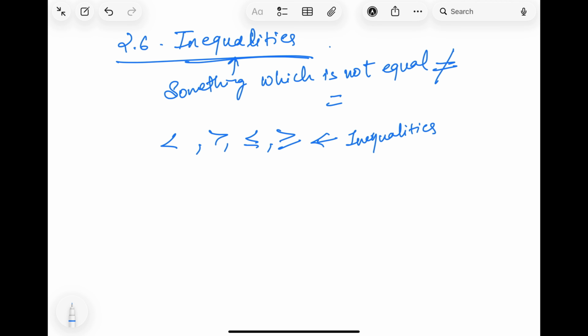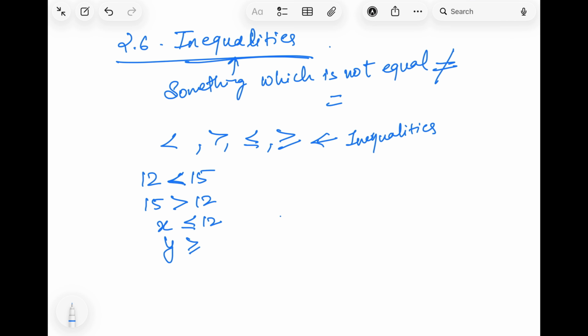To explain, I'll just explain you. 12 is less than 15, right? Where the mouth is open, that is the greater number. Similarly, 15 is greater than 12. If I can say x is less than equal to 12, that means x can be any number from 1 to 12 and y can be greater than equal to 5. That means y can be any number which is greater than or equal to 5.